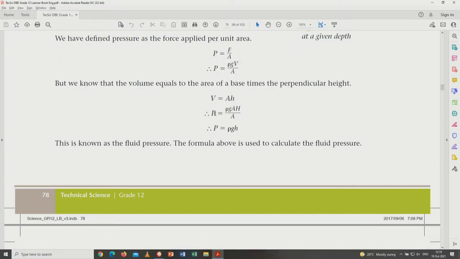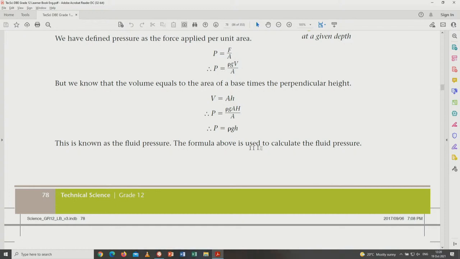So pressure is given by the density of the liquid multiplied by the gravitational acceleration multiplied by the area multiplied by height. That is the area of the base. But we remember we said pressure is force divided by area. So you can see that the area cancels the area, and therefore pressure is equal to density multiplied by g multiplied by height. And this is the formula that we can use to calculate the pressure of a given fluid or of a given liquid. This is known as the fluid pressure.